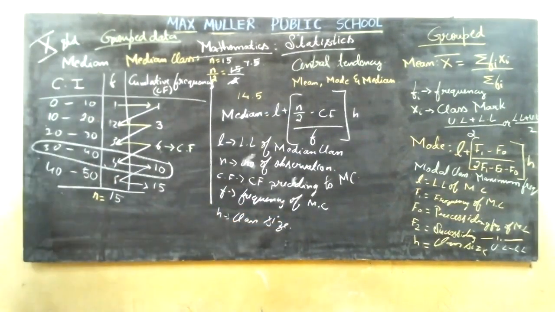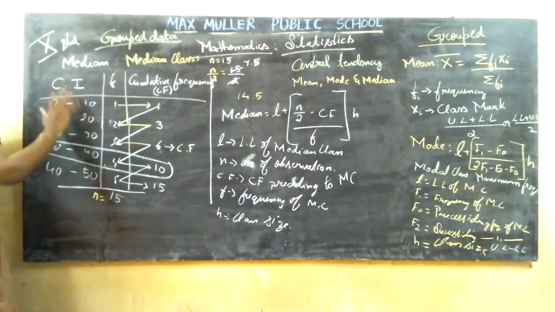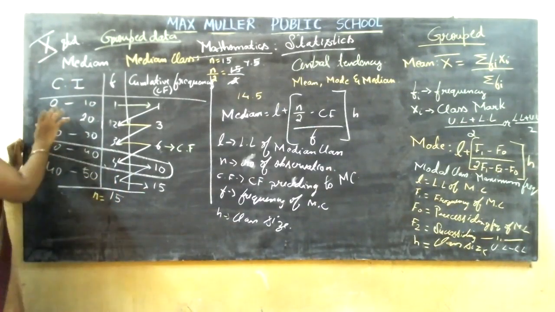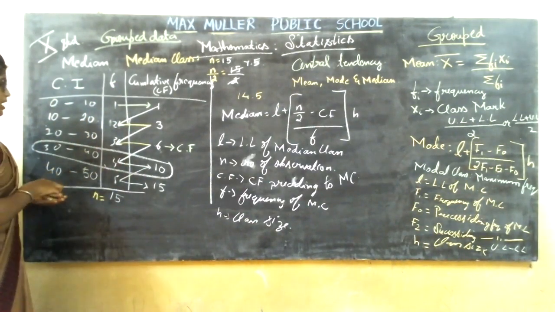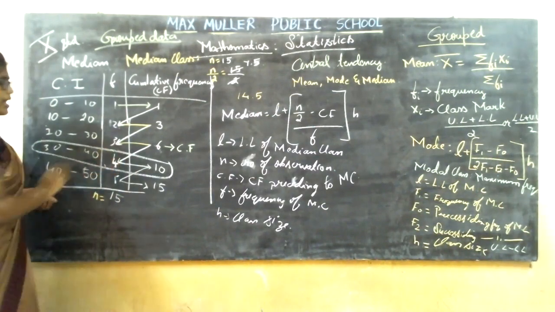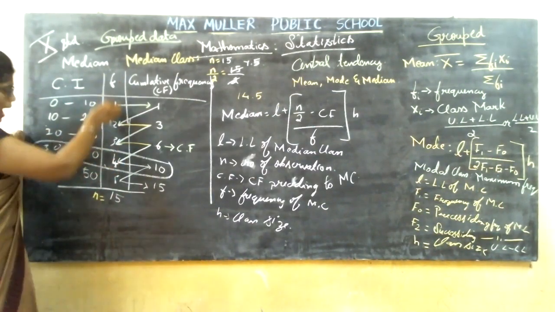Clear about this? Now, let me revise. Please listen carefully so that we can proceed with the sums. The first thing is the class interval given here, from 0 to 10 up to 40 to 50. The numbers start from 0 and end at 50, and the frequency is also ready for you. Now what are you going to do? You are going to add the given frequency.